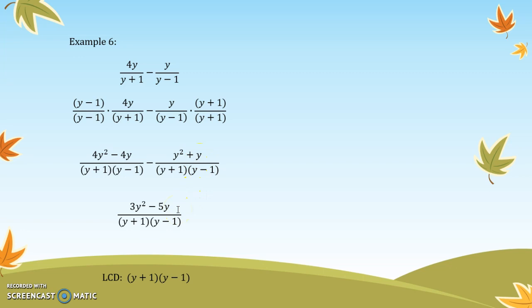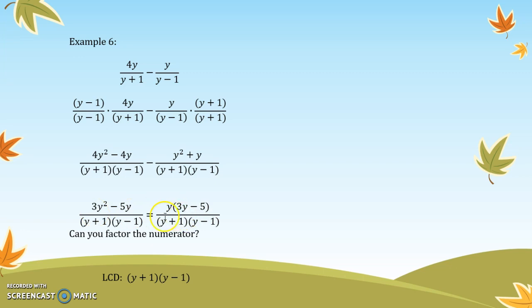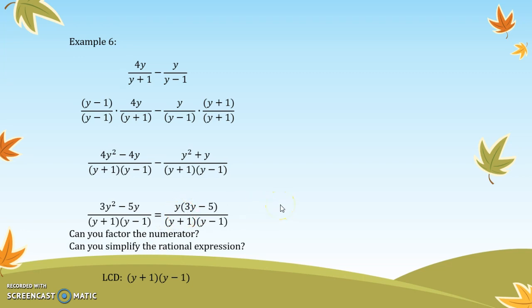So 3y squared minus 5y. Our next question, since I've combined them together, is can we factor the numerator? I see they both have a y, so I'm going to factor out the greatest common factor. That would give me y times 3y minus 5. The follow-up question to that is, can we simplify the rational expression now?